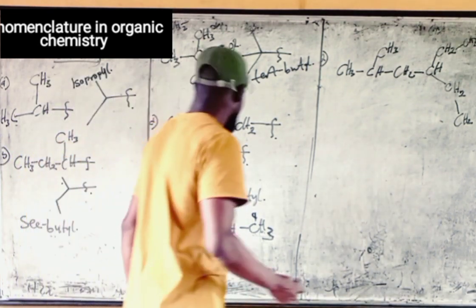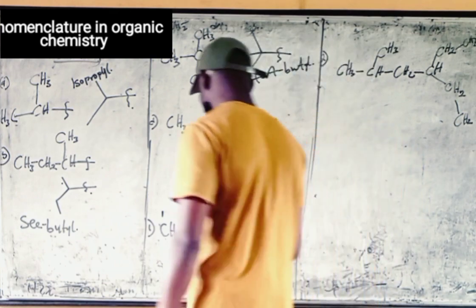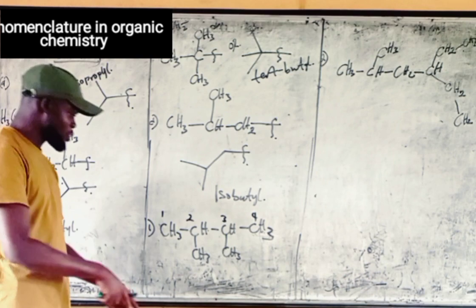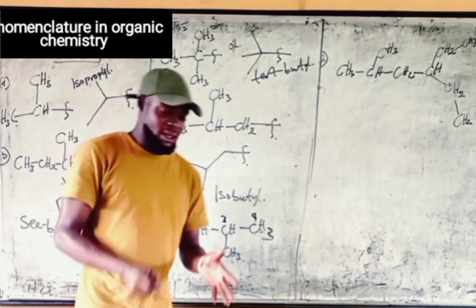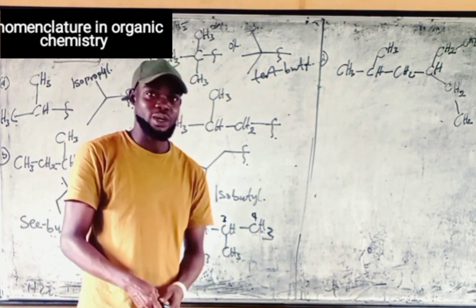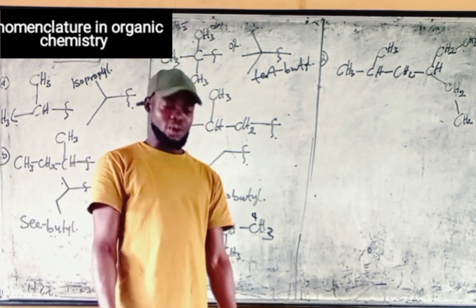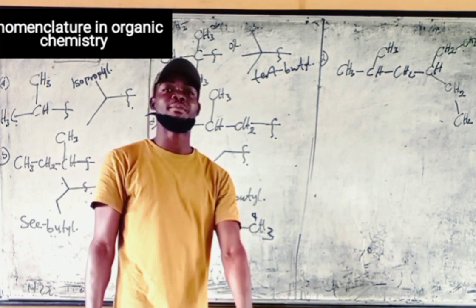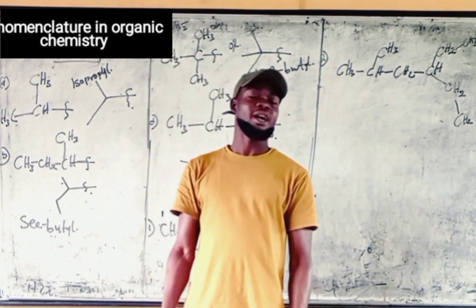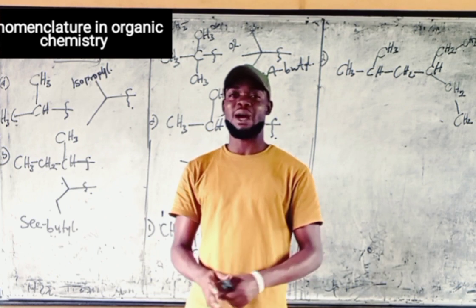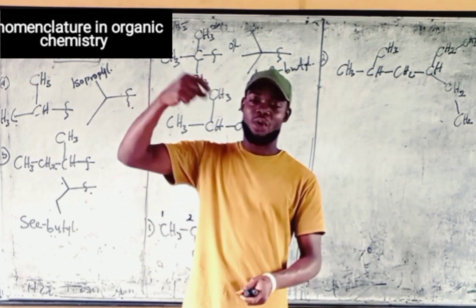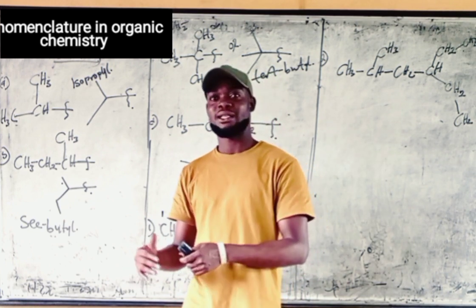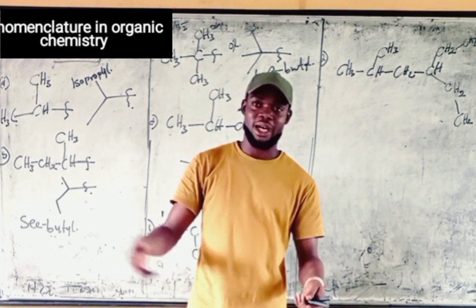Next, we are going to name the substituent first. If you want to name the substituent, you call the position in which the substituent is located. After you have called the position, if you have more than one substituent, you call the number of substituents you have using di, tri, tetra, and so on.